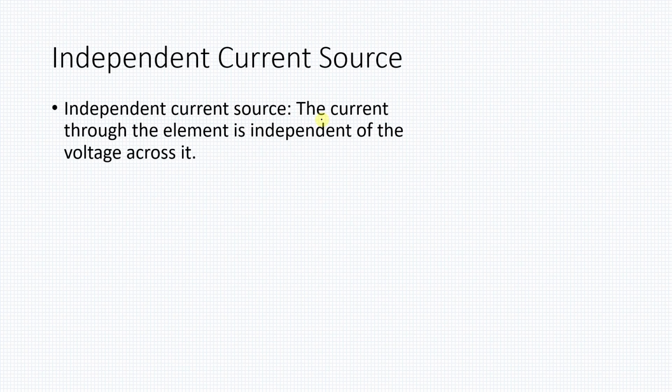It is a type of element in which the current through the element is independent of the voltage across it. So it's very simple. What was the definition of an independent voltage source? The voltage of the element is independent of the current flowing through it. Similarly, in a current source, the current of the element is independent of the voltage across it.